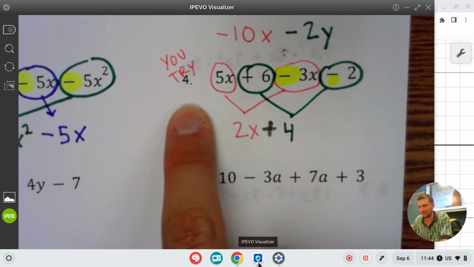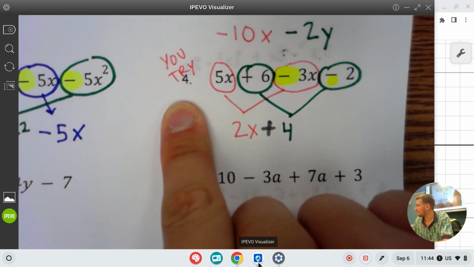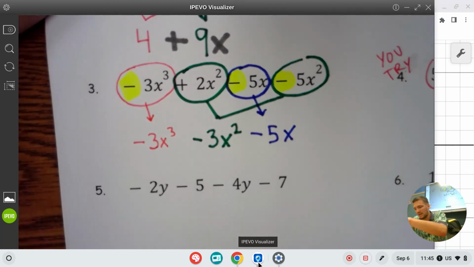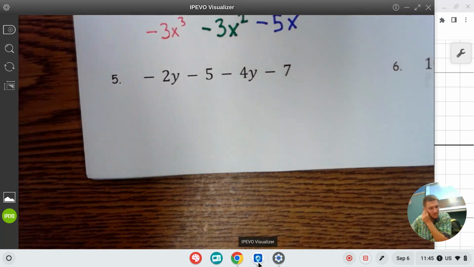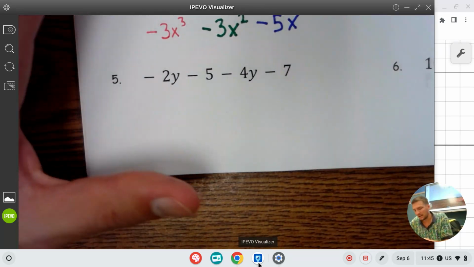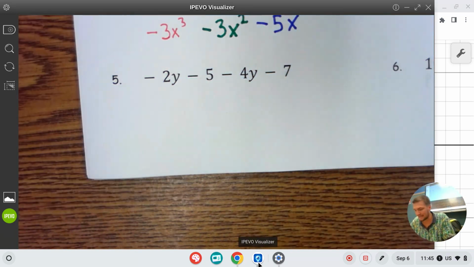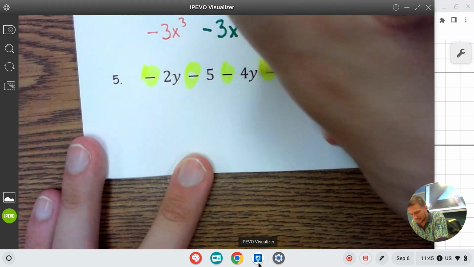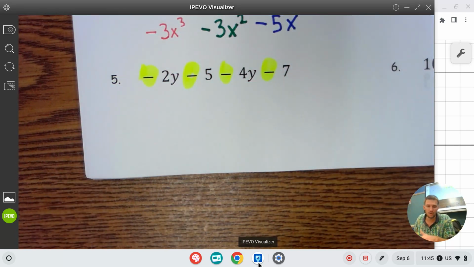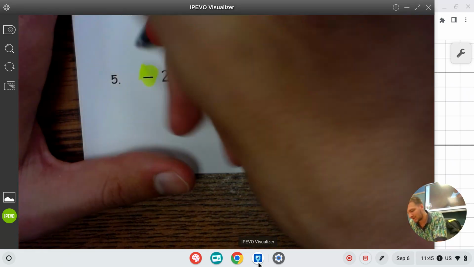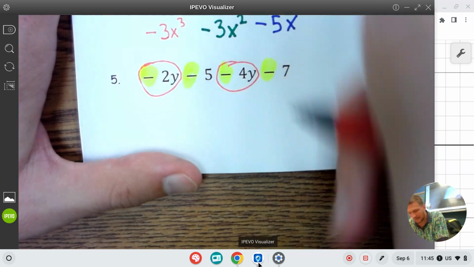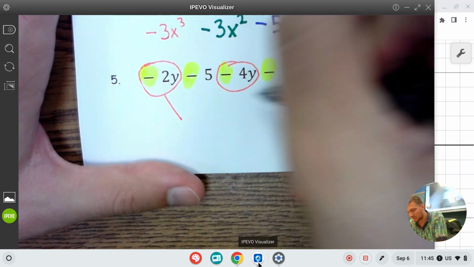Are we feeling okay with number 4? I was impressed. I was pleased with you guys. Nice job. Let's check out number 5. Let's go a little bit quickly here. We got y's. I'm seeing for number 5, scary, scary, scary. We got 4 negatives, and I want to make extra sure I don't forget those. Negative 2y, negative 4y. Those are my matches.